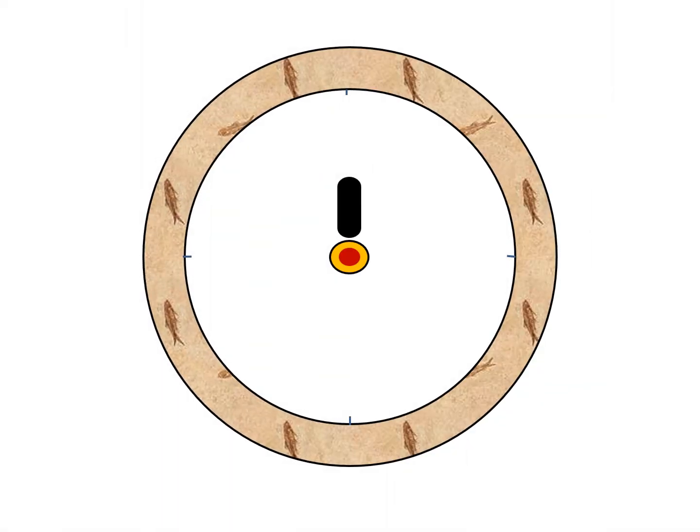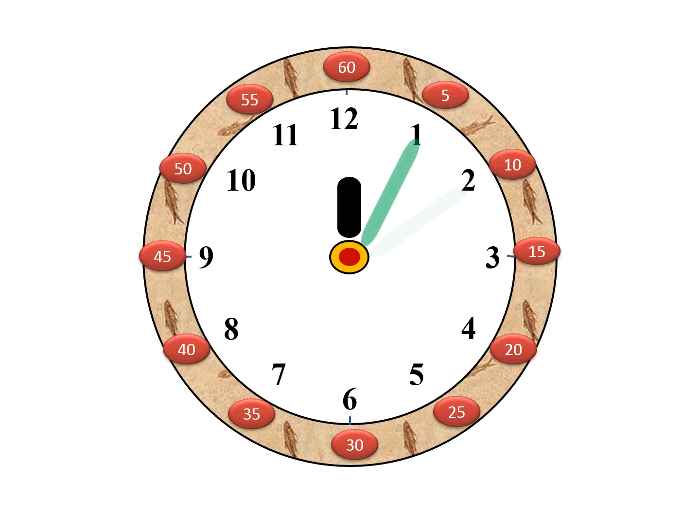So in conclusion, there are 12 hours. Each hour is divided into 60 minutes. It means when the minute hand completes one circle of 60 minutes, the hour hand moves from one hour number to another number. Likewise, when the seconds hand completes one circle of the 60 seconds, it will complete 1 minute and the minute hand will move to the next point.